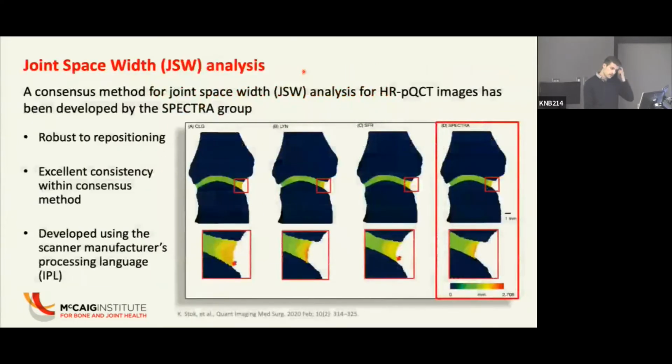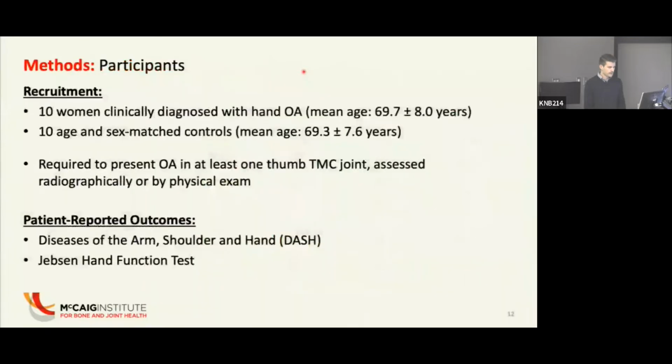So this workflow that I mentioned is developed using the scanner manufacturer image processing language called IPL. And basically what the SPECTRA group did is they had three different methods from Calgary, France, and San Francisco. And they all had slightly different approaches to looking at the joint space and quantifying some of the joint space parameters. And what they did is they combined them into one consensus approach to be used everywhere consistently. But we had to make some changes to that, which I'll get into in some of the methods here.